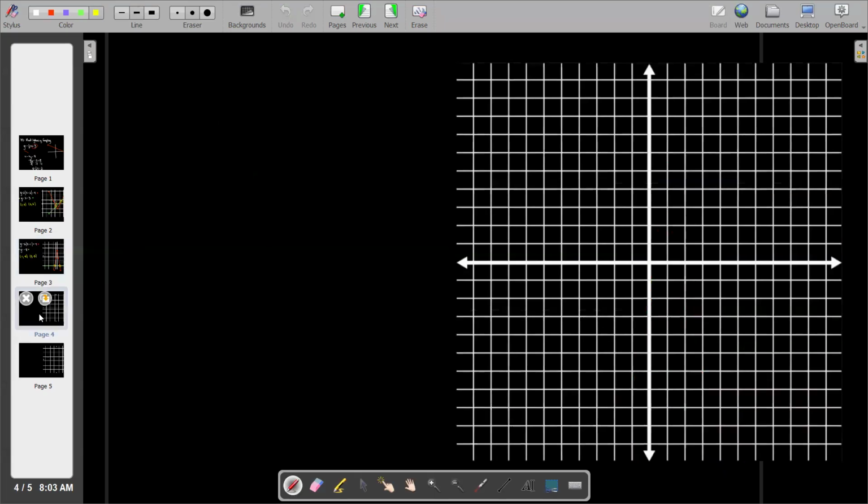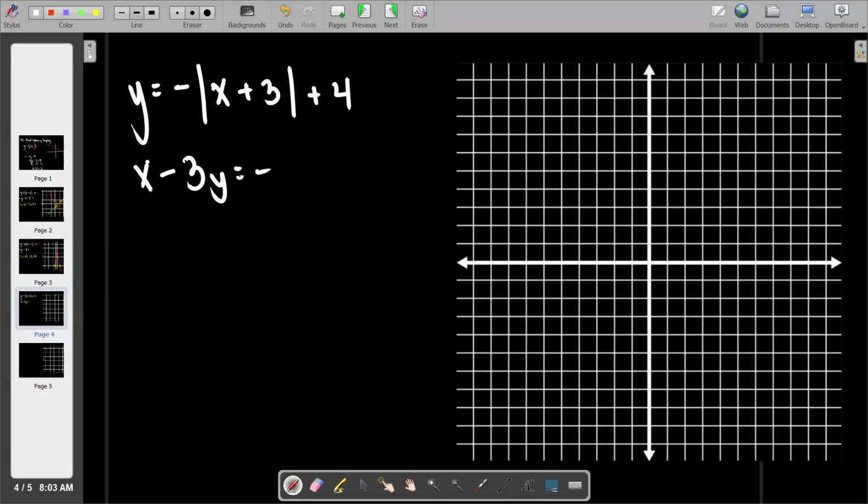Right. For these last couple, we're going to have to do a little bit of work. So for this first one, let's do this one first. Y equals the negative of the absolute value of x plus 3, and then plus 4. And then our second one is going to be x minus 3y equals -3. So let's, again, for consistency, start with the top one, the red marked one. What do we do first?